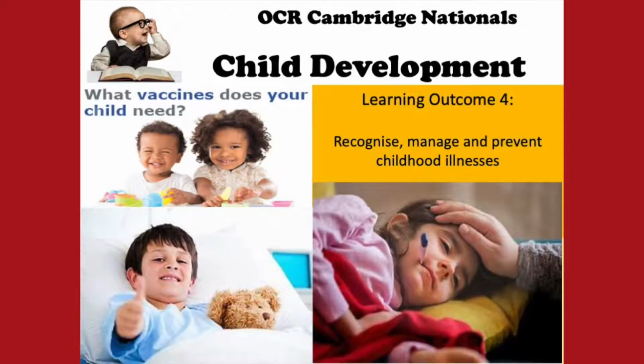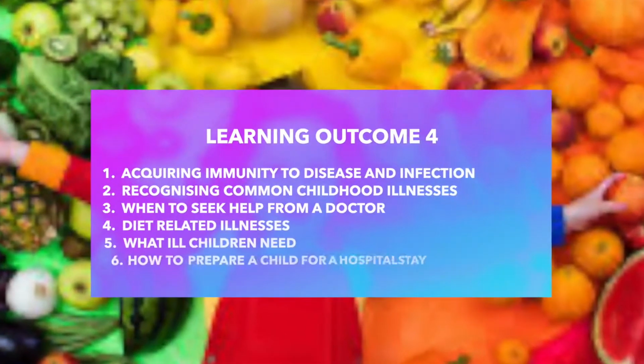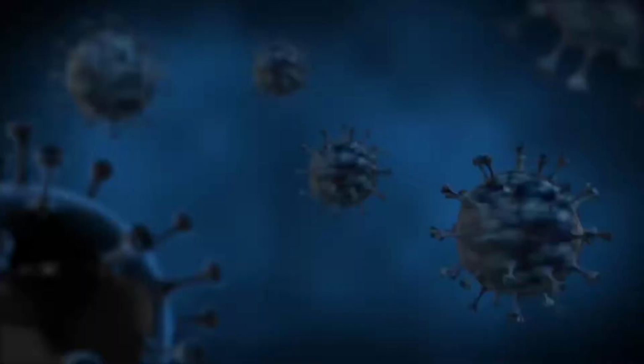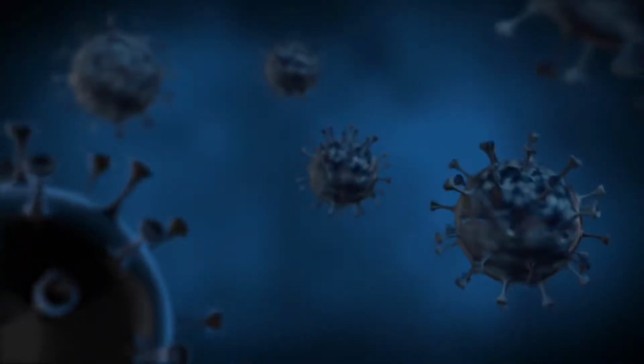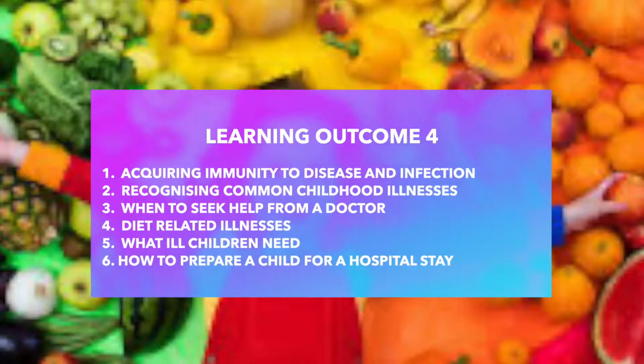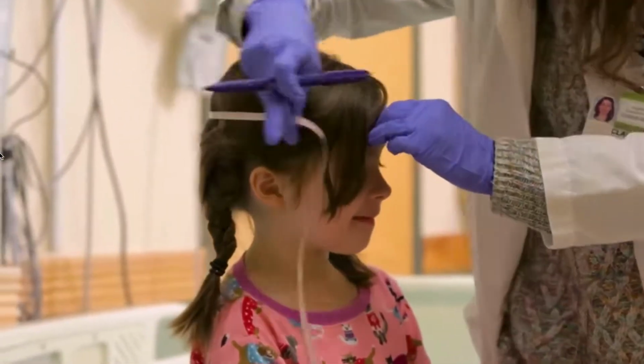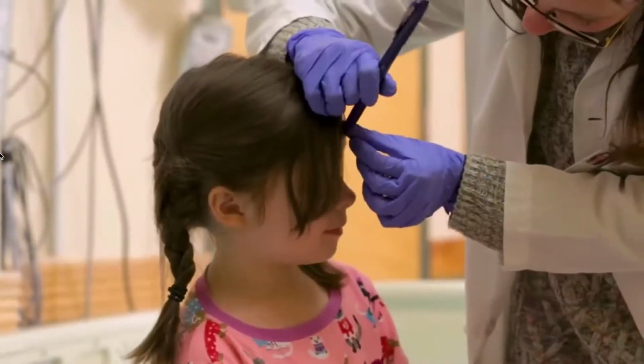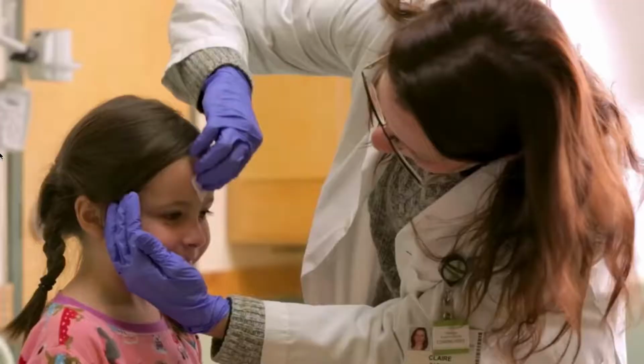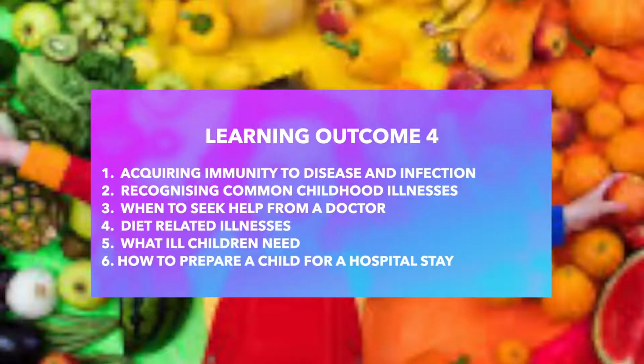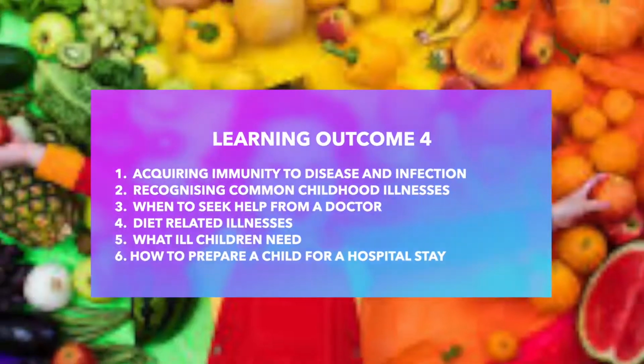In Learning Outcome 4, we're looking at how to recognise, manage and prevent childhood illnesses. We look at immunity to disease and infection and how it can be acquired, either naturally or artificially. We look at recognising common childhood illnesses and when you might need to seek help from a doctor. Some illnesses can be diet related, and we also need to look at what ill children need and how to prepare a child for a possible hospital stay.